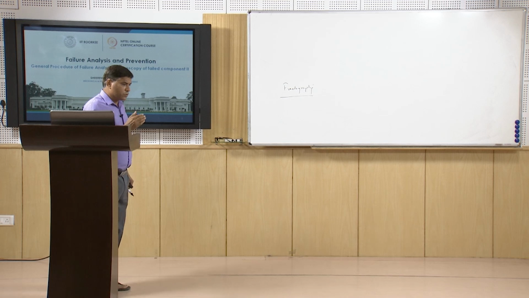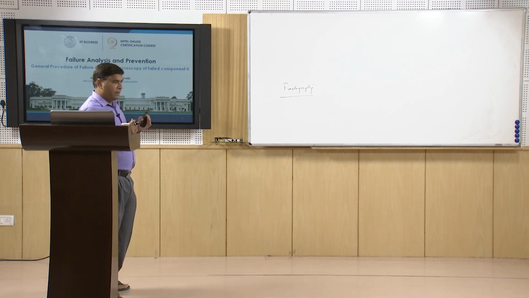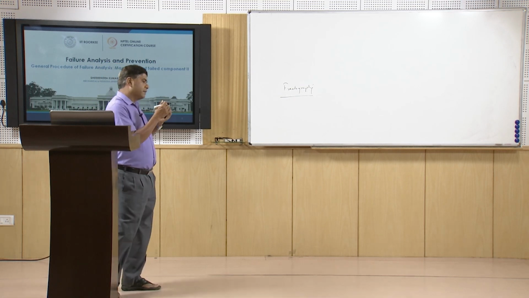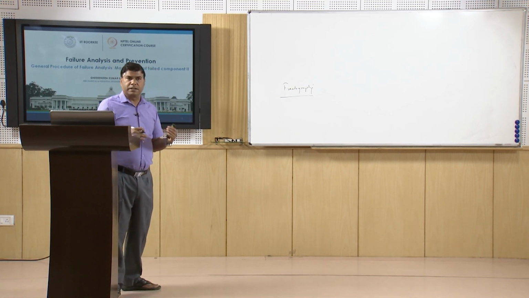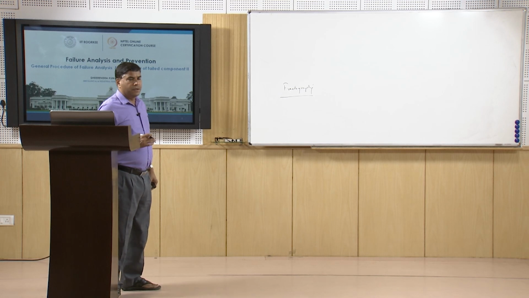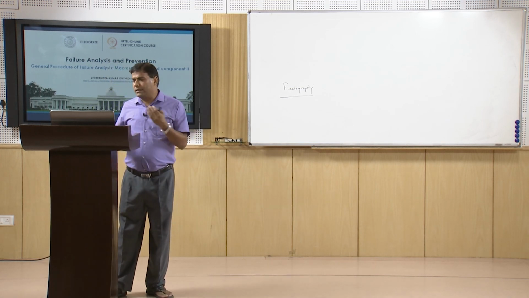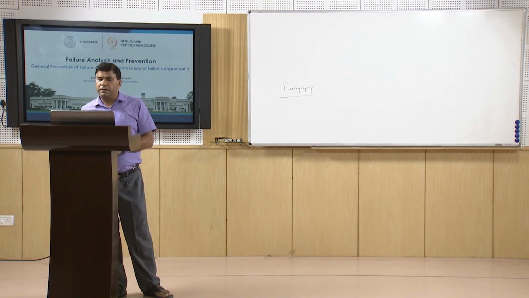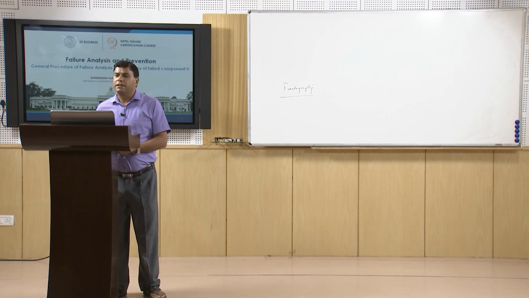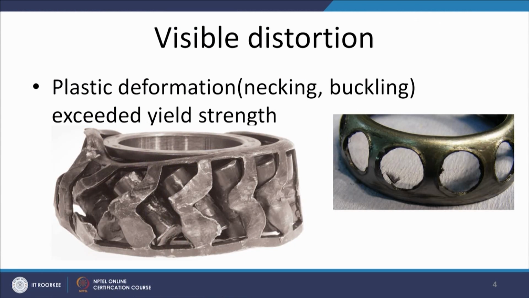So, this is the information we can get about whether the fracture has taken place under plane stress or plane strain conditions. Now, if the failure has taken place due to some reason other than fatigue or fracture, then we will see that a lot of deformation or change in dimensions of the component has taken place, and that can easily be observed in the form of visible distortion.